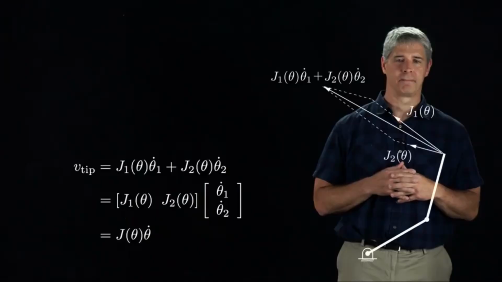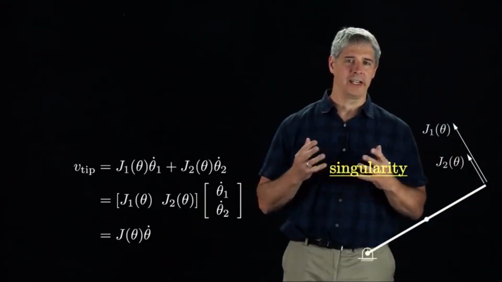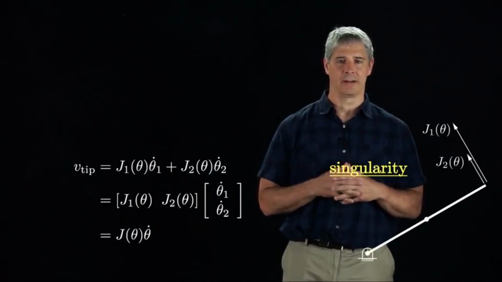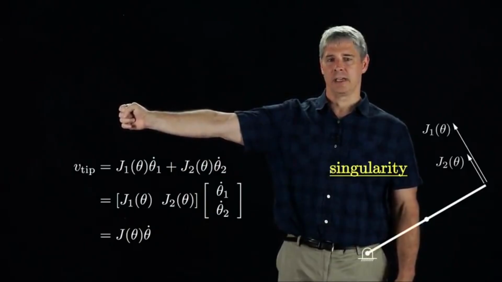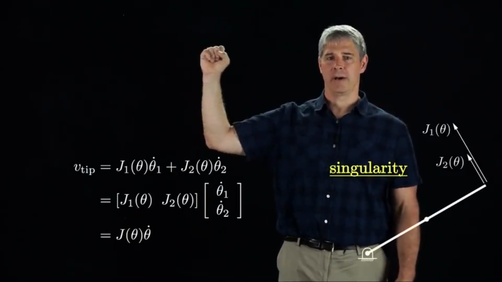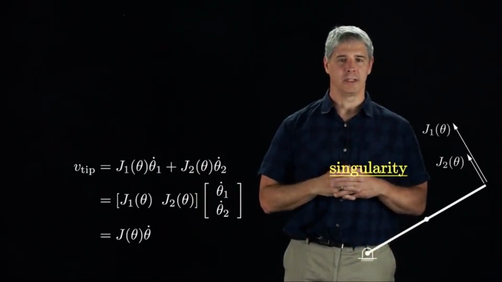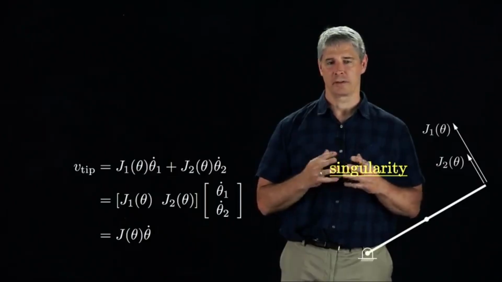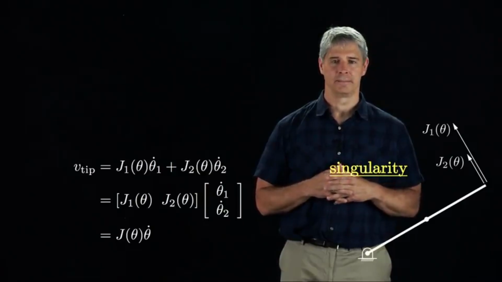The end effector velocity is just a linear combination of j1 and j2 with coefficients equal to the joint velocities. If the second joint angle is 0 degrees, as shown here, or 180 degrees, j1 and j2 are aligned, and it's impossible to generate any end effector velocity except along this line. I can use my arm as an example. When it's fully extended, rotation about my shoulder and about my elbow both cause the hand to move vertically. The arm loses the ability to move in some directions when the dimension of the column space of the Jacobian drops from its maximum value, and such a configuration is called a singularity.